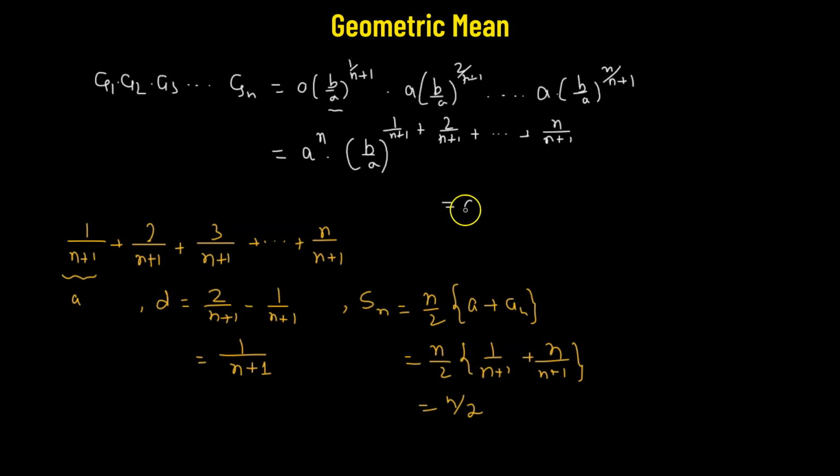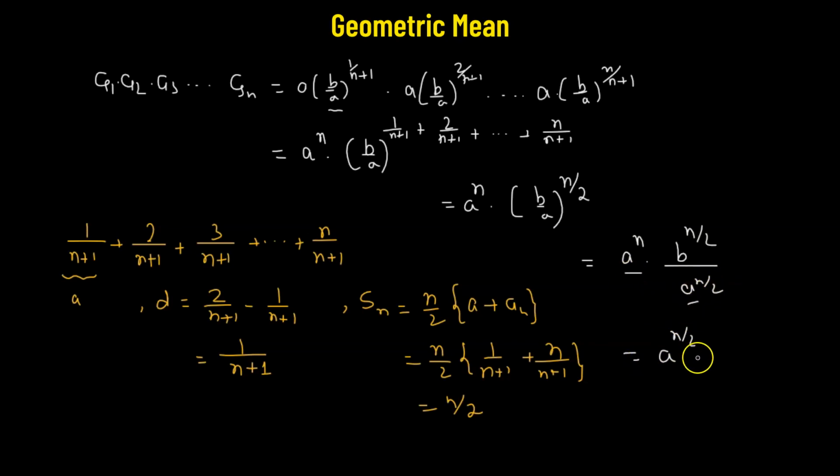So we're going to get a raised to the power of n multiplied by (b over a) raised to the power of this entire sum, n over 2, which gives us a raised to the power of n times b raised to the power of n over 2 divided by a raised to the power of n over 2. We can combine the two a's, so it's going to give us a raised to the power of n over 2 times b raised to the power of n over 2, which is also (ab) raised to the power of n over 2.